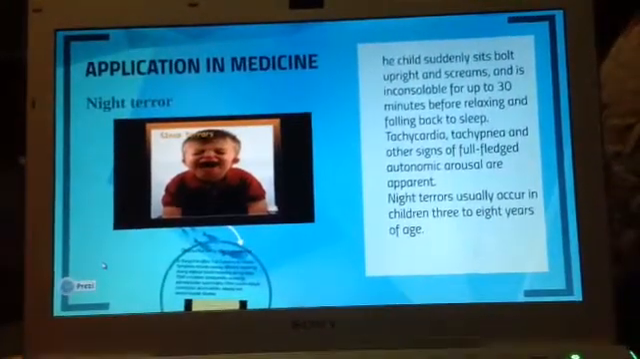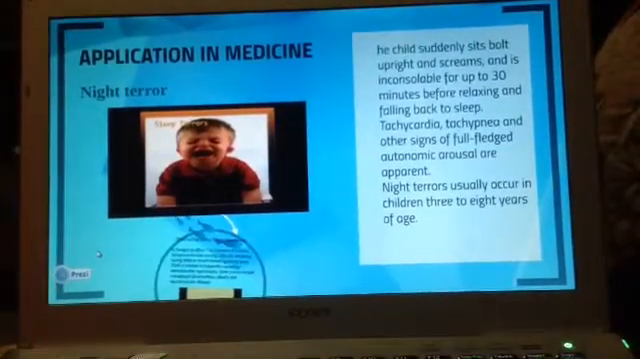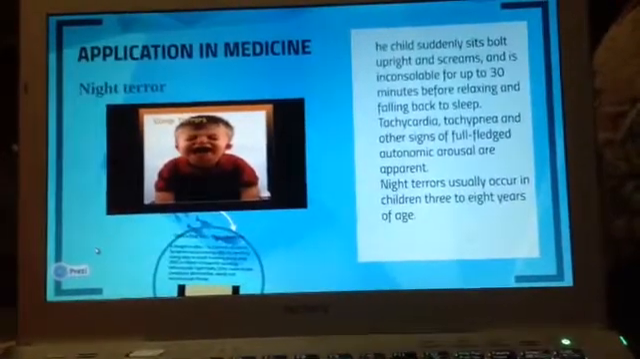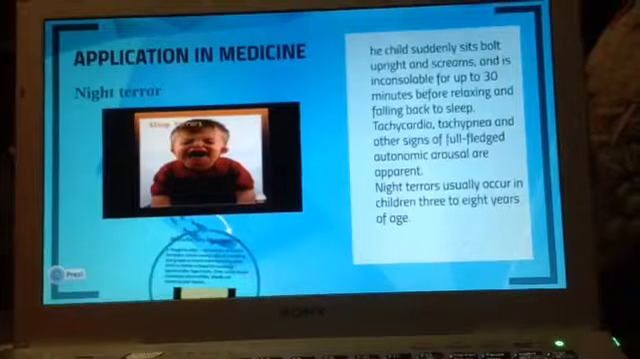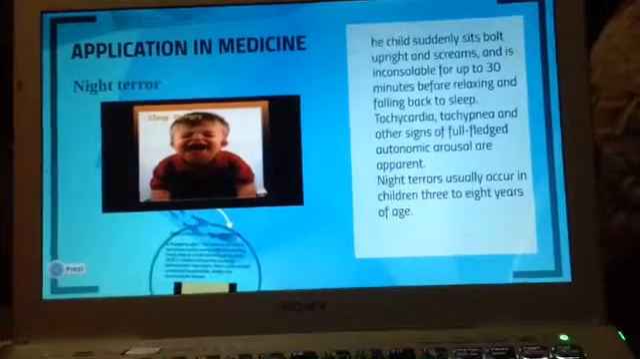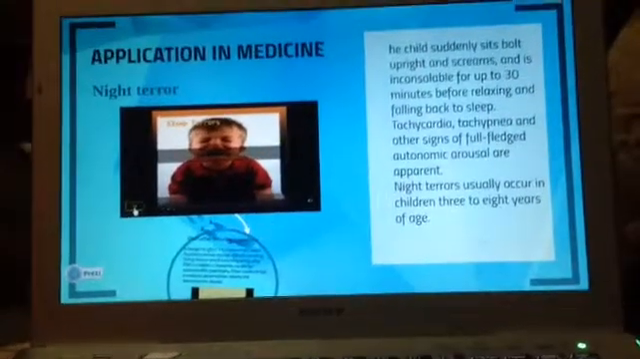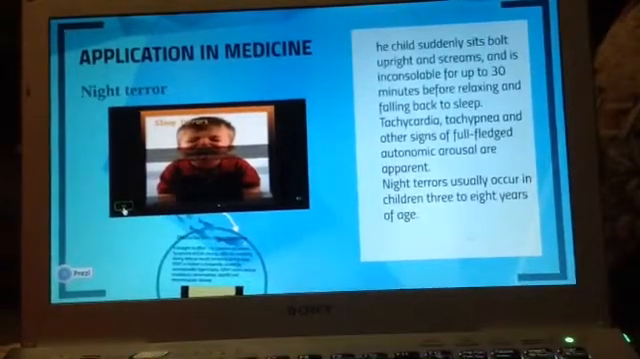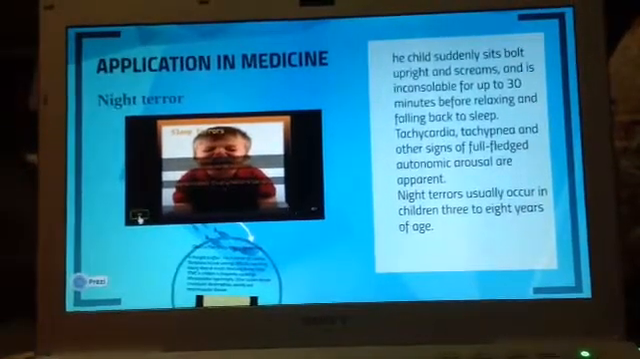Night terror: the child suddenly sits bolt upright and screams and is inconsolable for up to 30 minutes before relaxing and falling back to sleep. Tachycardia, tachypnea, and other signs of full-fledged autonomic arousal are apparent. Night terrors usually occur in children 3 to 8 years of age. Sleep terrors usually are the most extreme and dramatic of the parasomnias and can be distressing to the witness. Approximately 3% of children experience sleep terrors, primarily during the preschool and elementary school years.